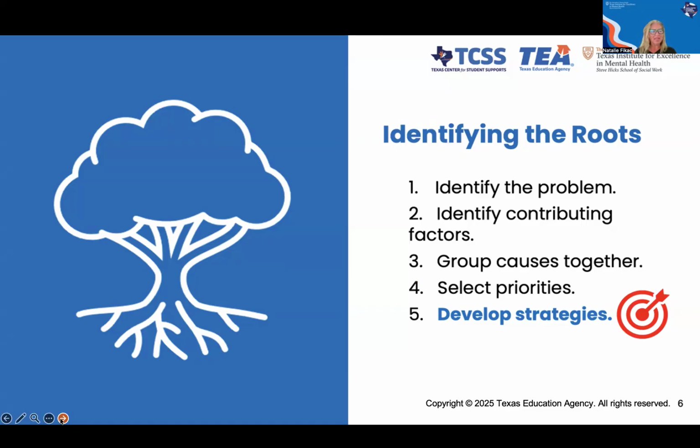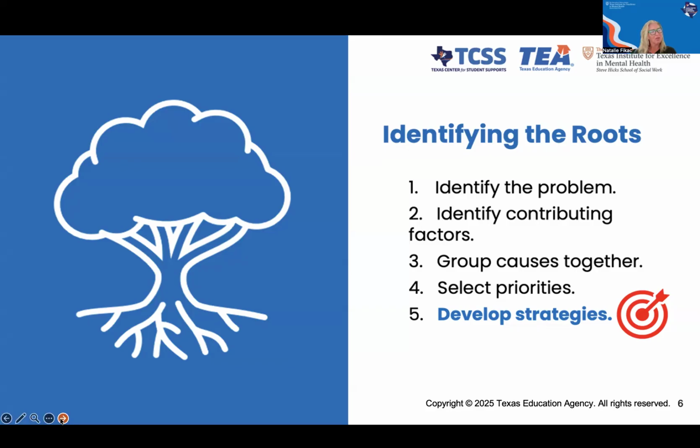Step 2, identifying contributing factors. You can do this by using a root cause analysis tool, like the 5 whys or the fishbone, to identify the contributing factors. A team might ask themselves, what factors contribute to this problem? During this step, the team collaboratively works to analyze contributing factors using team discussion and root cause tools.